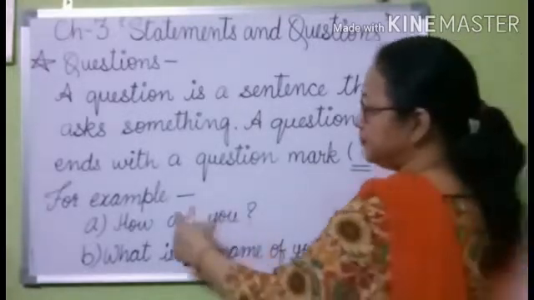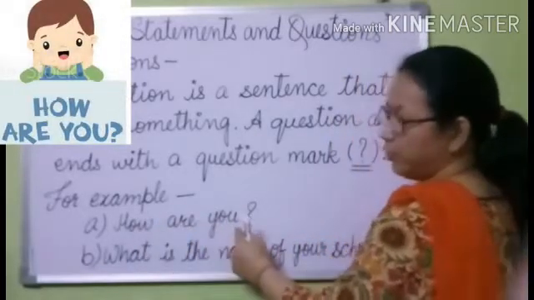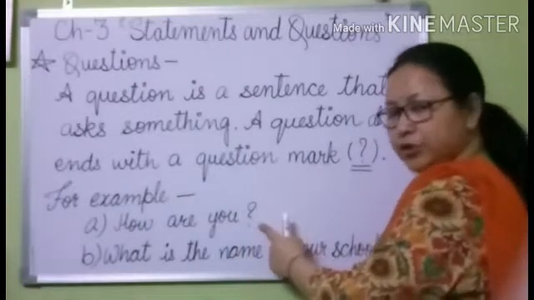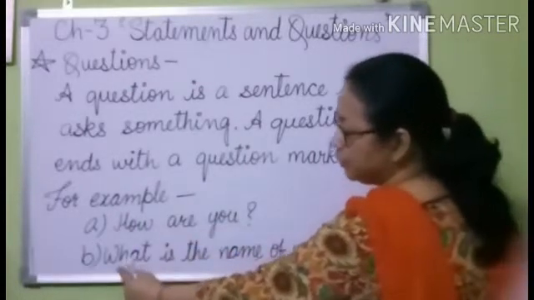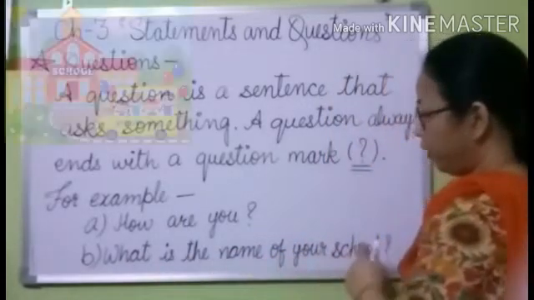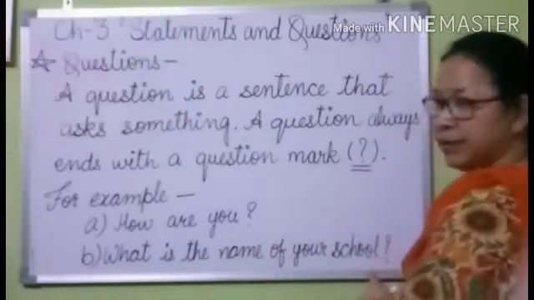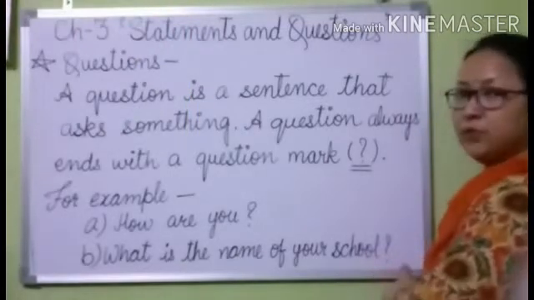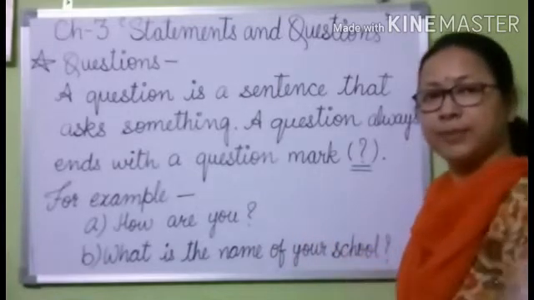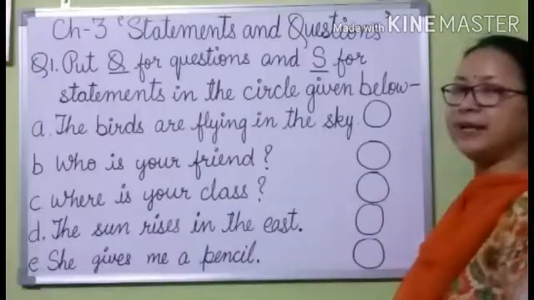Now, for example, how are you? Sentence 1 is, how are you? This sentence ends with a question mark. And now the sentence 2, what is the name of your school? This sentence also ends with the question mark, and both the sentences ask something. So these are questions. Statements and questions.